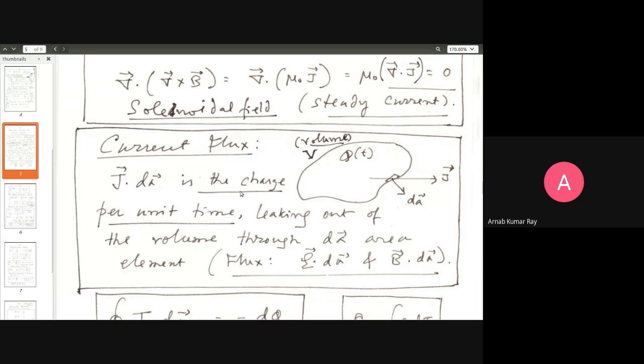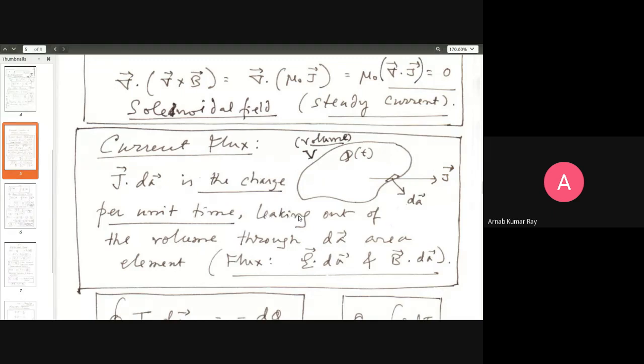Charge per unit time, of course, is going to be a scalar. So charge is leaking out of this area dA in unit time as per this formula. The amount of charge that is leaking out through the area dA is J dot dA. So what is the total charge leaking out through the entire surface? That is the next question.